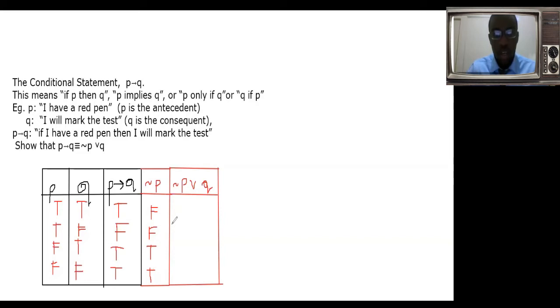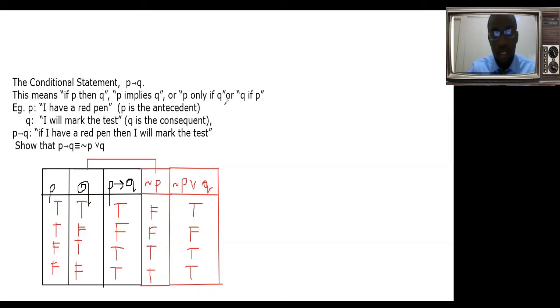Now what we need is not P or Q. So these are the two that we're looking at. True or false is going to be true. And then false or false is just false. True or true is true. And false or true is true.